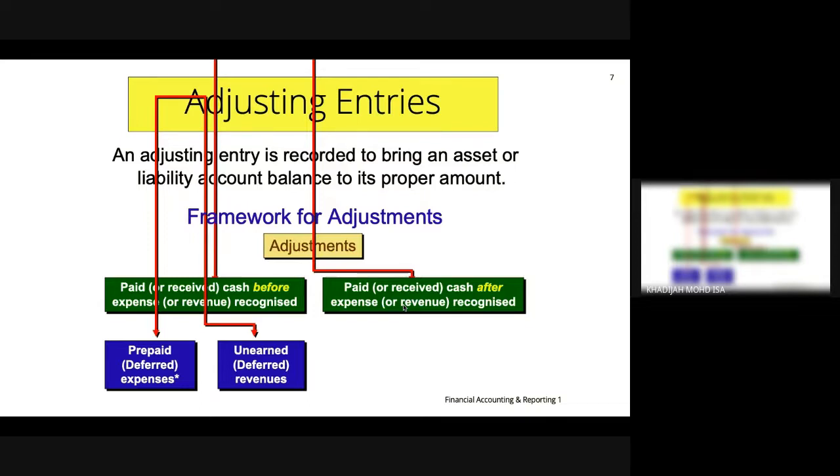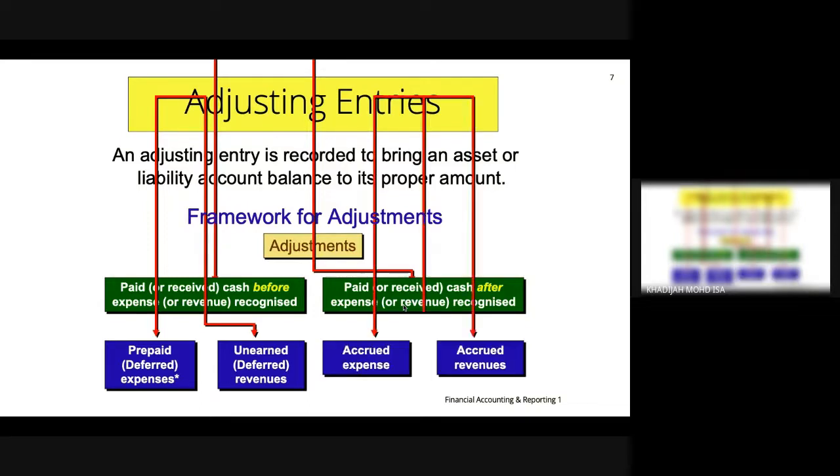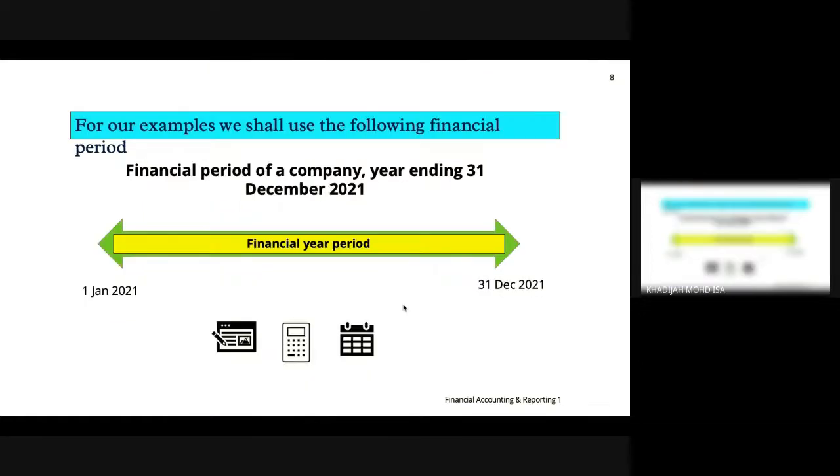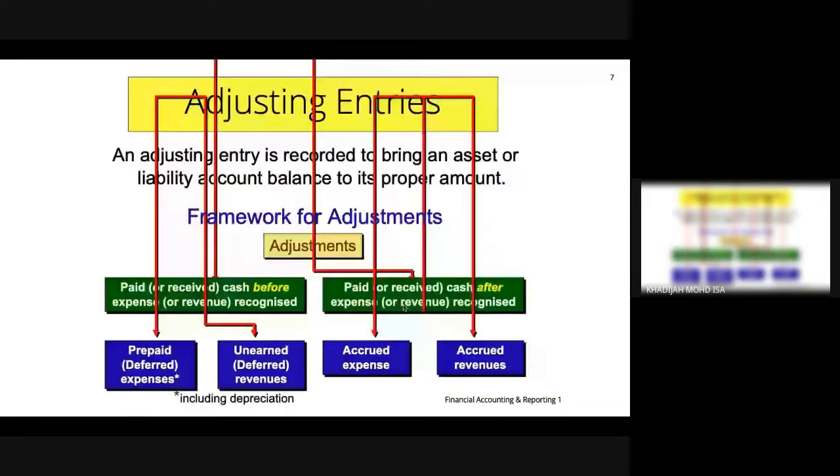The other one we talk about is accrued expenses, meaning the expenses are incurred, but you are going to pay for them later. Similarly, accrued revenue means revenue has been earned, you have sold the goods or performed the services, but you have not received the cash. Cash will be received later. So the time difference here is the reason why you have to do adjustment. For our example here, before we go into it, any question on this?